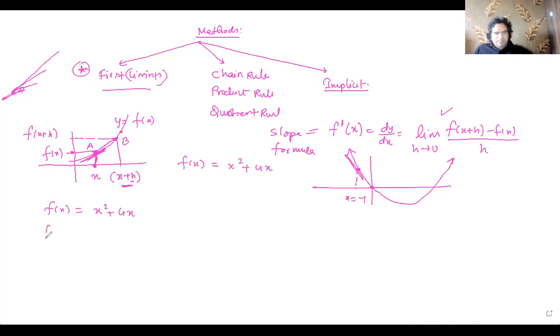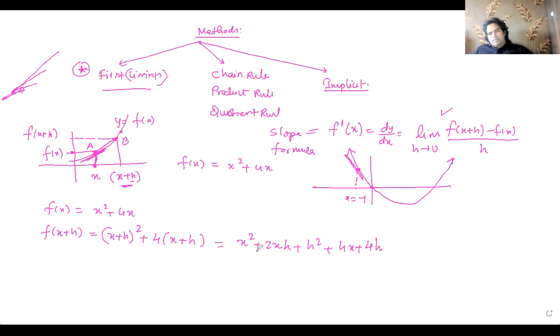Now let us write down this part. So f of x plus h. What is f of x plus h? I'm just going to write these down separately first. Replace x with x plus h, so it'll be x plus h the whole squared plus 4 times x plus h. That's your f of x plus h. When you open this bracket, what you get is x squared plus 2xh plus h squared plus 4x plus 4h. Now, this is f of x plus h.